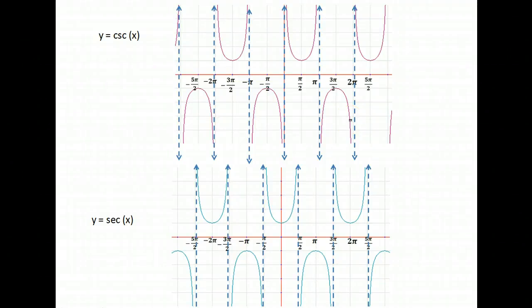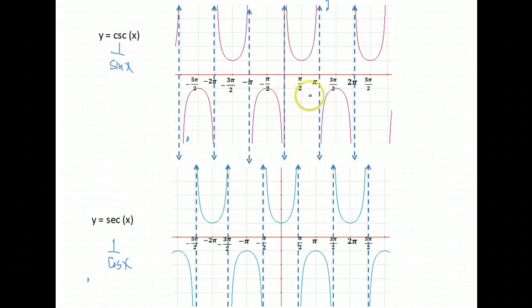Let's take a quick look at cosecant and secant. Remember that cosecant is 1 over the sine of x, and secant is 1 over the cosine of x. So they mirror sine and cosine.